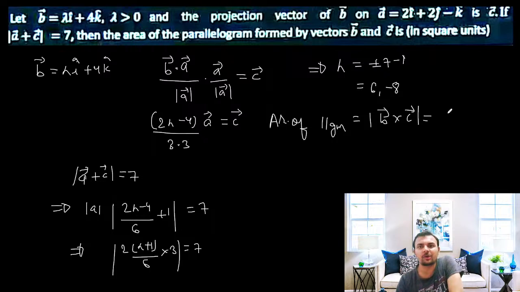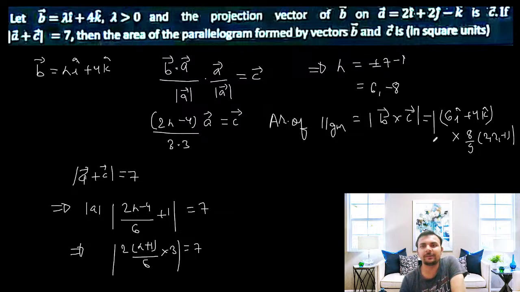B cross C means what? B cross C, so 6 i cap plus 4 k cap. We are taking everything, okay? And C vector is nothing but, if it is 6, 12 minus 4, 8 by 9, 2, 2 minus 1. This is the mod.